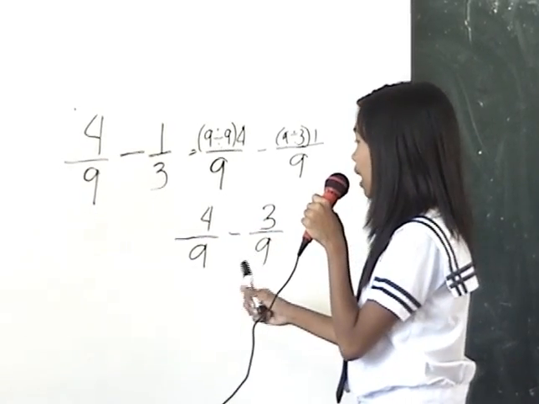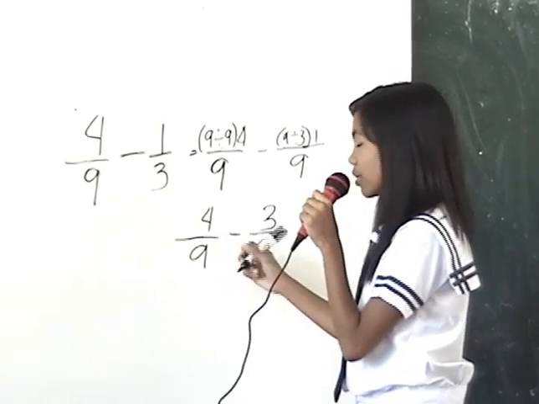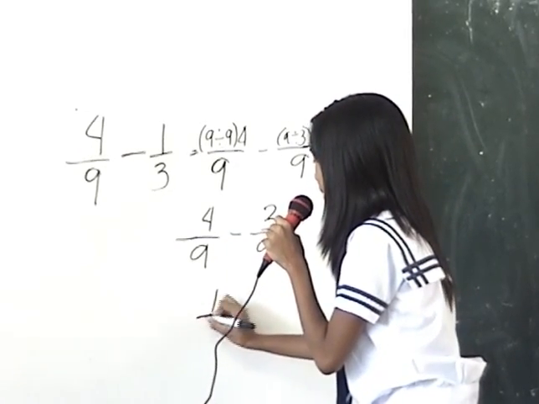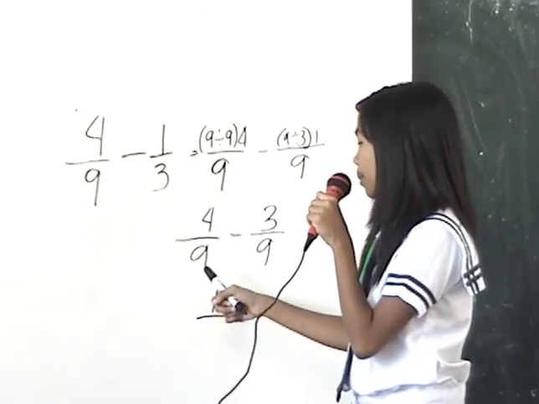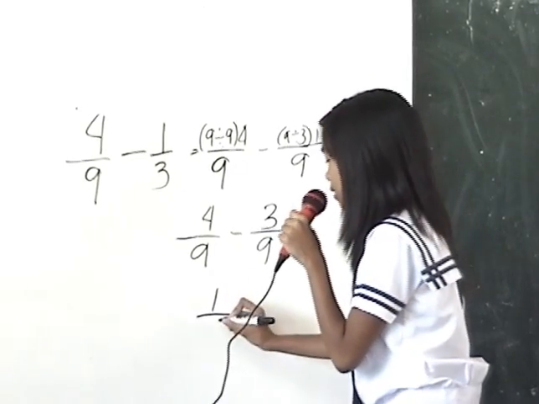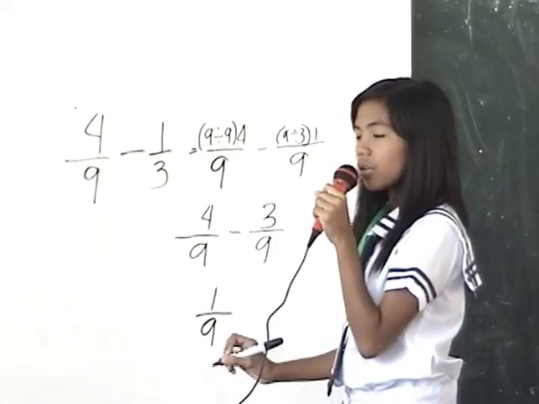Now, we can subtract the fractions. 4 minus 3 is equal to 1. Then, we just copy the common denominator, which is 9. And the result is 1/9.